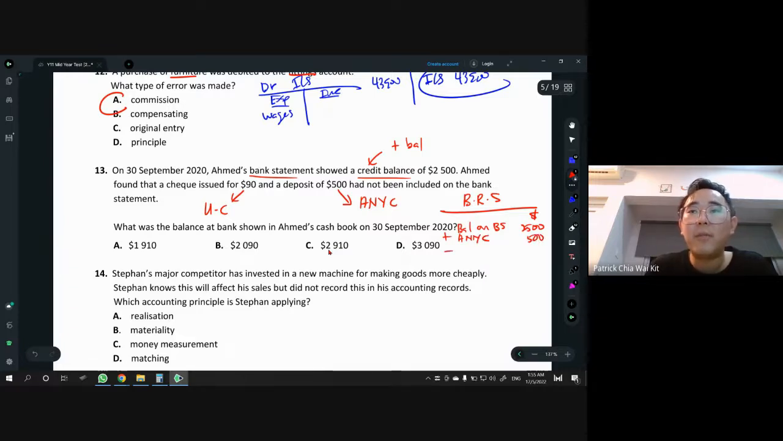And then we need to minus what? Minus unpresented cheques. Our unpresented is 90, so I'll put a bracket, it is to minus. So at the end, what do we get? We get the balance on CB, the balance on cash book. So that's the formula for the bank reconciliation statement.